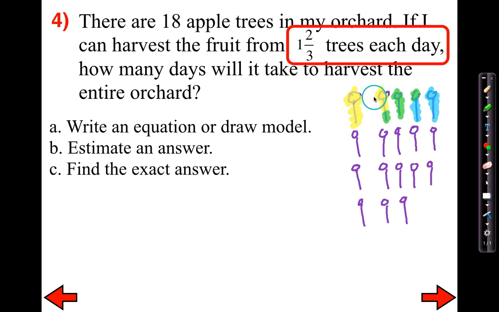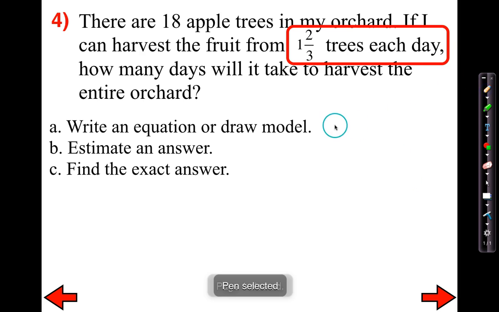Now, do you really want to realistically do this until they're all done? Absolutely not. You're essentially trying to figure out how many 1 2/3 it's going to take to get to 18. So what's a quicker way of doing that? Hopefully your answer is just to divide, right? So I would go ahead and say that the model is going to be 18 divided by 1 2/3.